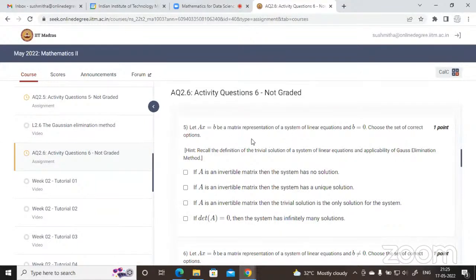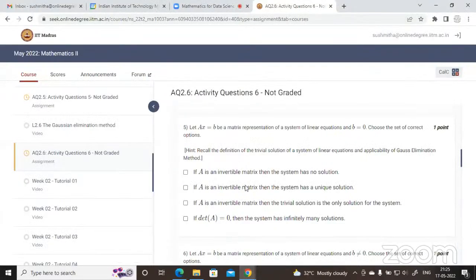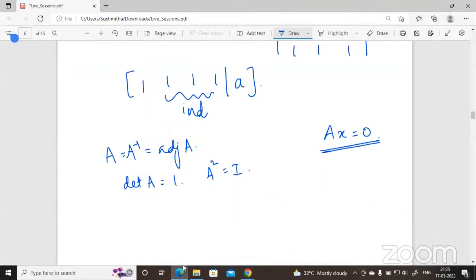Okay, so suppose you have Ax is equal to B where B is 0. Ax is equal to 0. The question is, if A is an invertible matrix and the system has no solution. Firstly, tell me, this is a homogeneous system, right? Yes. It always has a solution, right? Yes. The question is whether it is a unique solution or infinitely many solutions. The unique solution is the 0 solution, right? Yes. And this is possible? Yes, ma'am, possible. Only when?